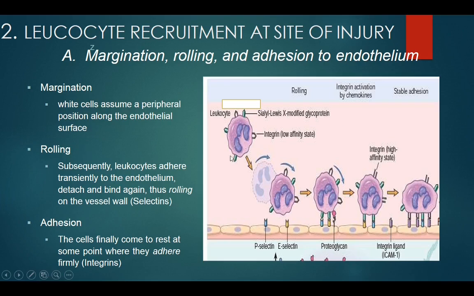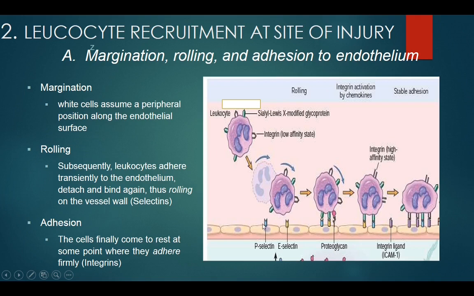Generally the blood flow usually occurs in the middle, and these leukocytes, these lymphocytes, also move in the middle. But due to this vasodilation, they move towards the periphery. They come towards this periphery side, and that is called margination. And this rolling occurs due to P-selectins and E-selectins in the endothelium.